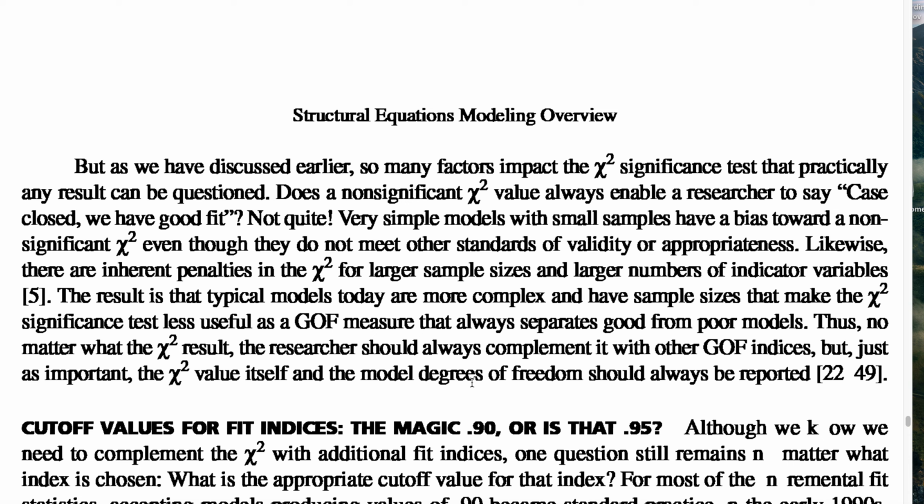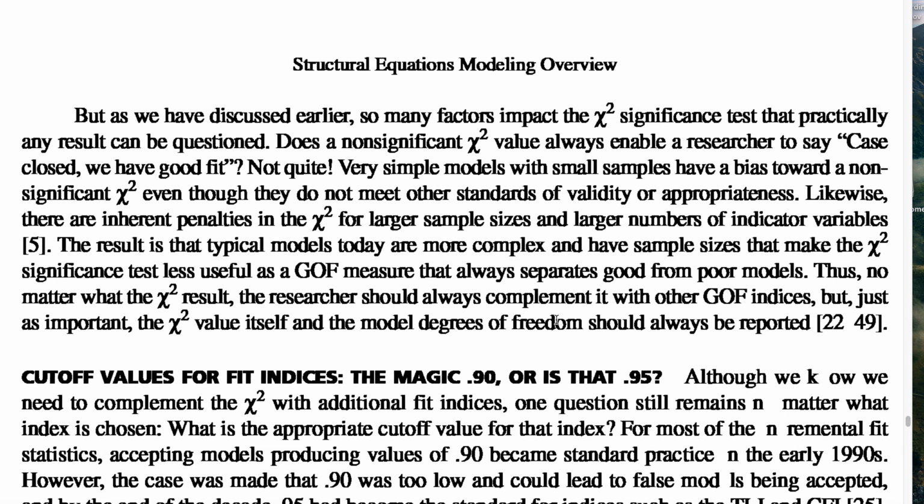Likewise, there are inherent penalties in the chi-square for larger sample sizes and a larger number of indicator variables. The result is that typically models today are more complex and have sample sizes that make the chi-square significance test less useful as a goodness of fit measure that always separates good from poor models. So no matter what the chi-square result, the researcher should always complement it with other goodness of fit indices, but just as important, the chi-square value itself and the model degrees of freedom should always be reported.